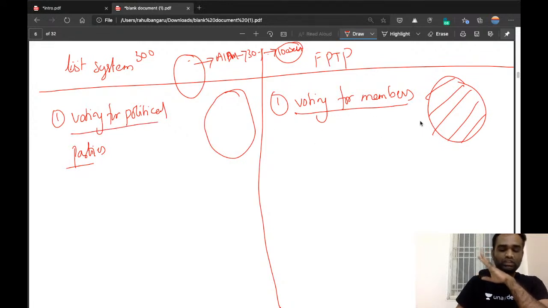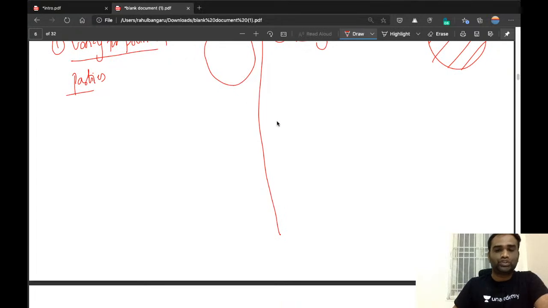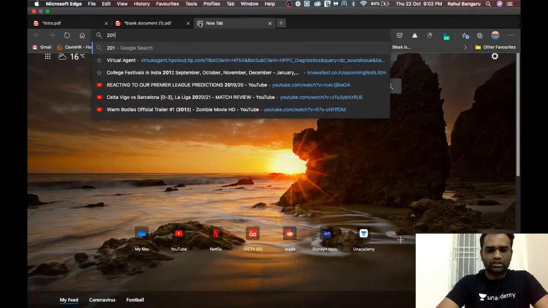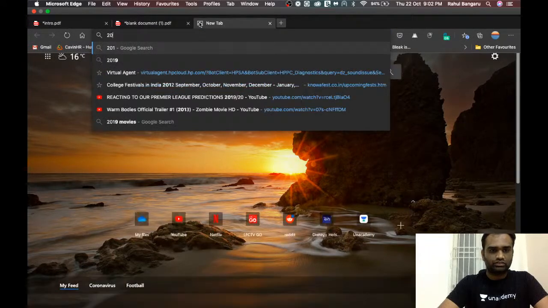Here you will be voting for the members of a political party. Here you will be voting for the political parties. Now I will give you one scenario. Take the case of the 2019 elections.